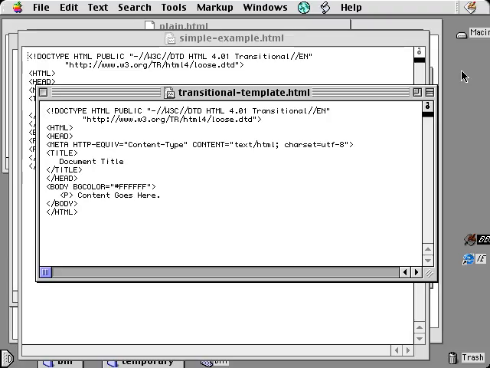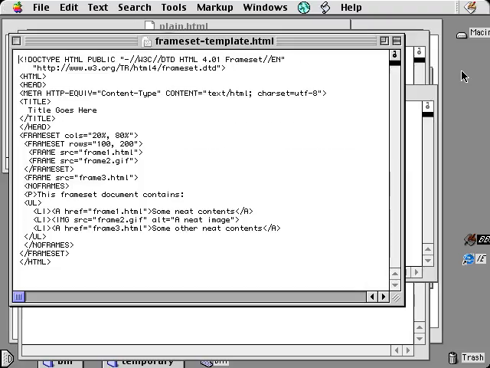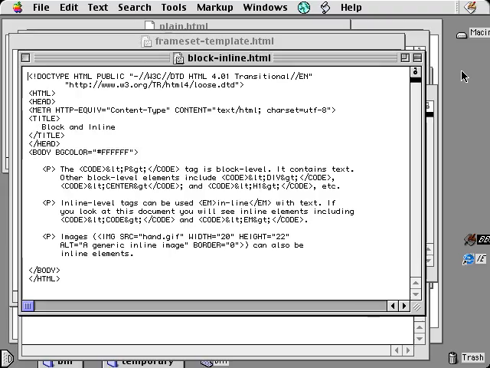HTML is based on a previous language called SGML, which is the Standard Generalized Markup Language. SGML was designed in the early 80s as a language for describing structured documents and for giving structure to documents. What you're looking at on the screen here is examples of HTML documents, and you can see that the documents contain these keywords that have angle brackets around them, like right here on the screen.